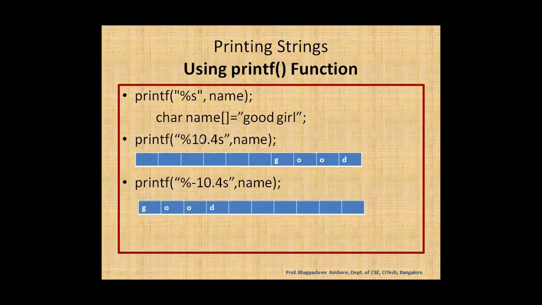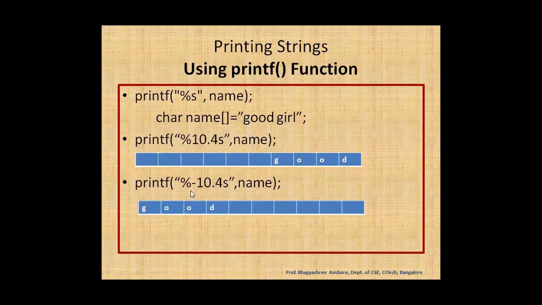Now we'll see this 10 will make these boxes 1, 2, 3, 4, 5, 6, 7, 8, 9, and 10, and 4 characters from the string. How many characters are we picking? 1, 2, 3, 4. 4 characters, that is good. Good will be picked and printed here. Instead of printing good girl, you said to pick only 4 characters, so it has taken only 4 characters and printed them.